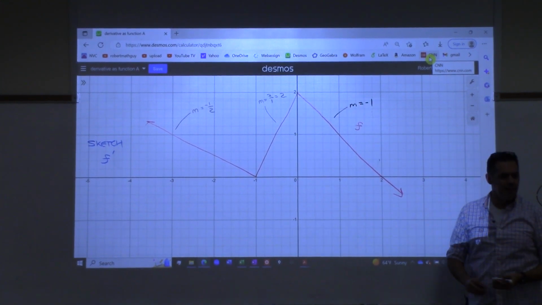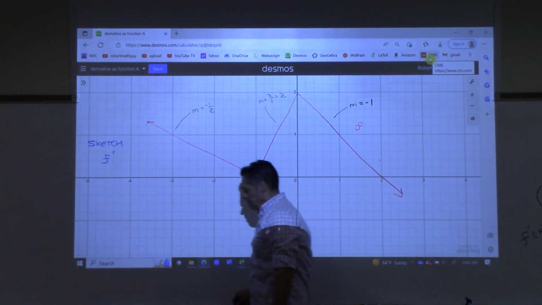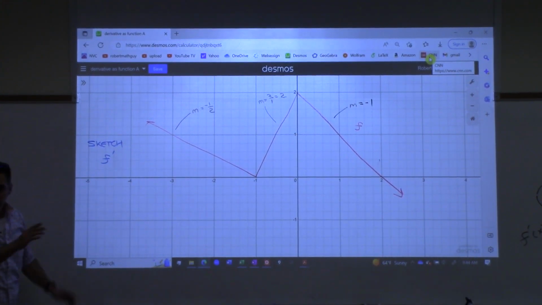Y'all got that or not? I'm getting these looks of deer in headlights a little bit. You don't understand this? Okay, that's just me noticing what that function's doing. Now I'm going to try and find the derivative. I'm going to try and draw this derivative.